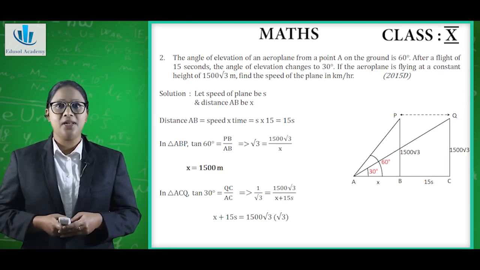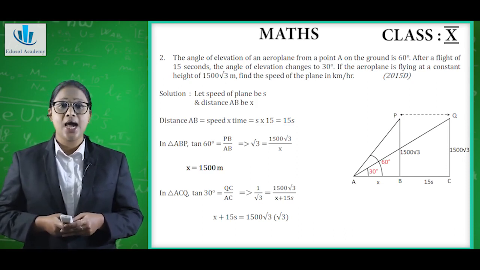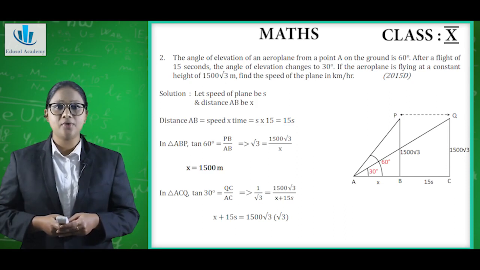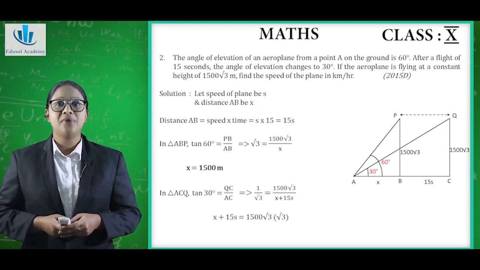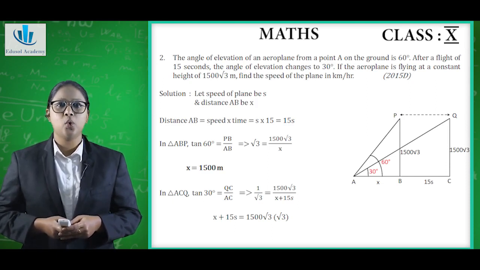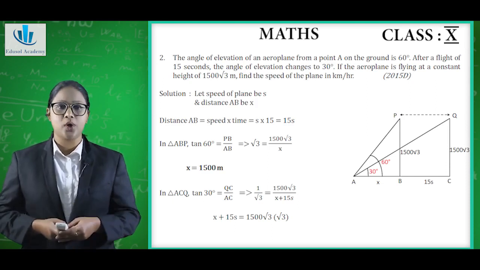The angle of elevation of an airplane from a point A on the ground is 60 degree. After a flight of 15 seconds, the angle of elevation changes to 30 degree. If the aeroplane is flying at a constant height of 1500 root 3 meter, find speed of the plane in kilometer per hour. So there is a point A on the ground.